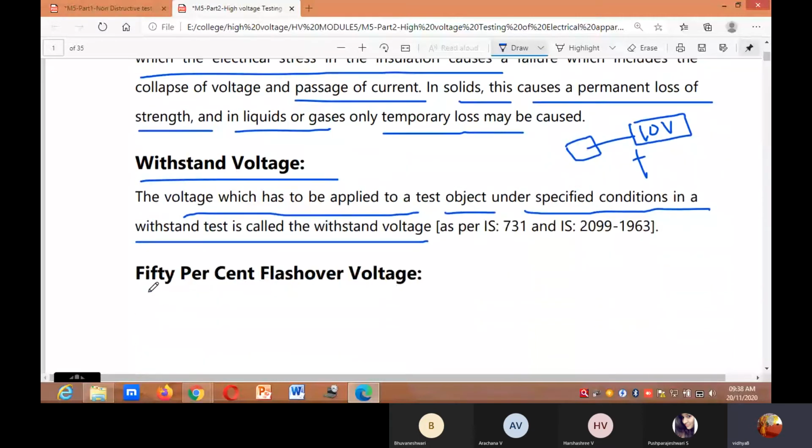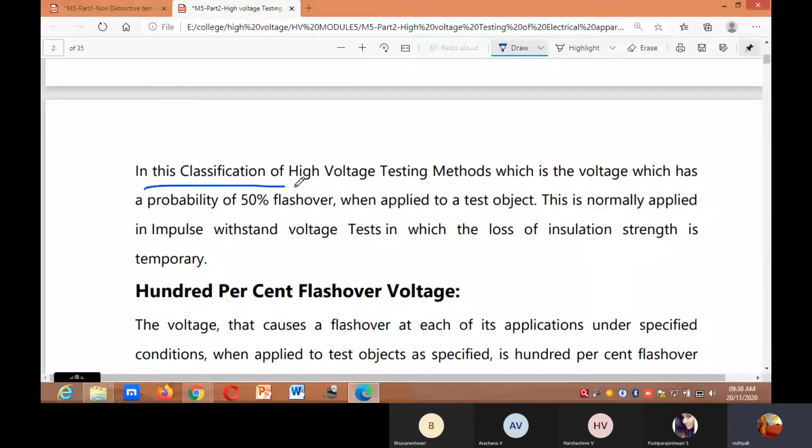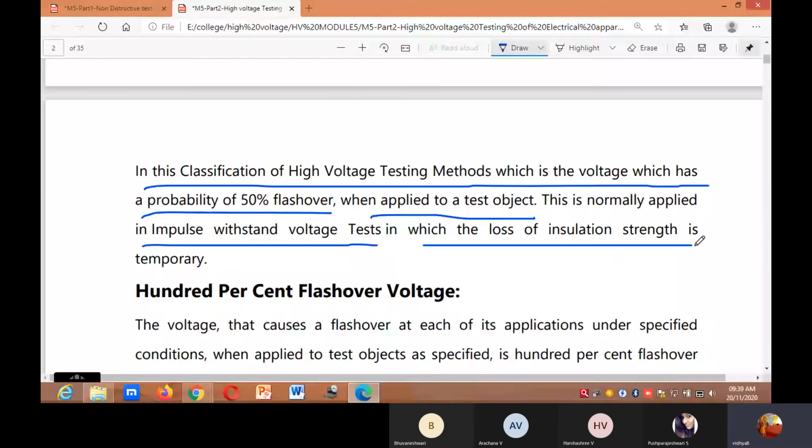50% flashover voltage is the voltage which has a probability of 50% flashover when applied to a test object. This is normally applied in an impulse withstand voltage test, in which the loss of insulation strength is temporary.